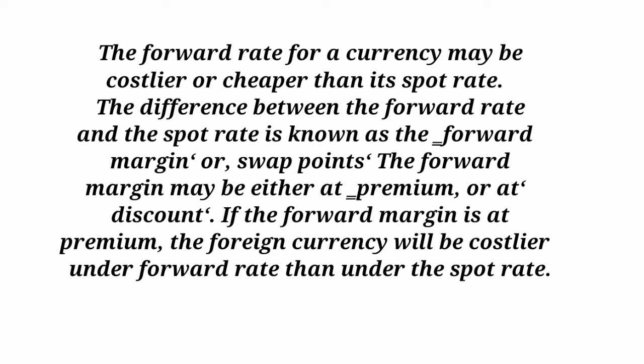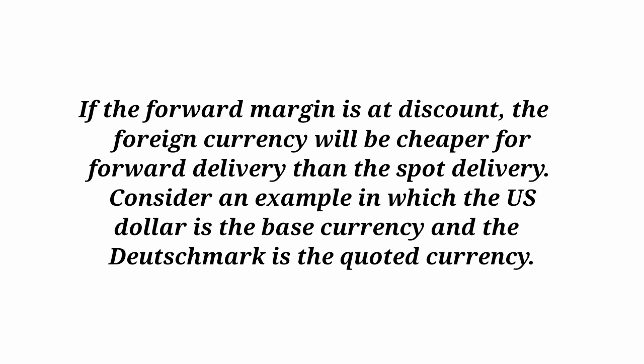The forward rate for a currency may be costlier or cheaper than its spot rate. The difference between the forward rate and the spot rate is known as the forward margin or swap point. The forward margin may be either at premium or at discount. If the forward margin is at premium, the foreign currency will be costlier under forward rate than under the spot rate. If the forward margin is at discount, the foreign currency will be cheaper for forward delivery than the spot delivery.